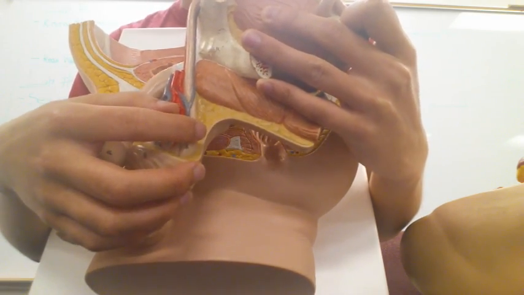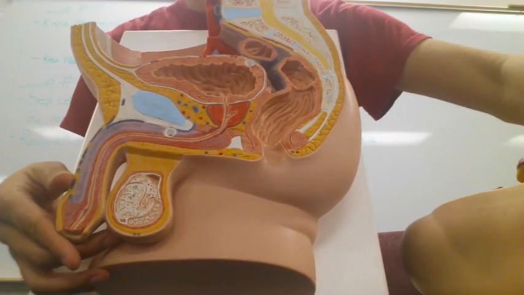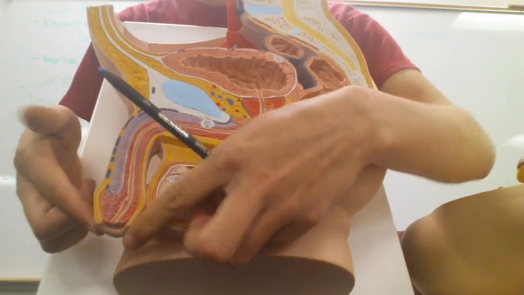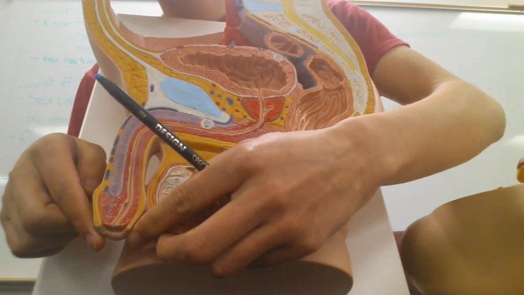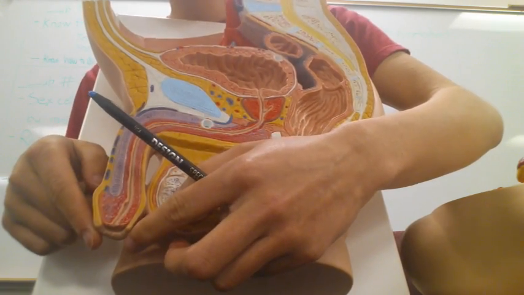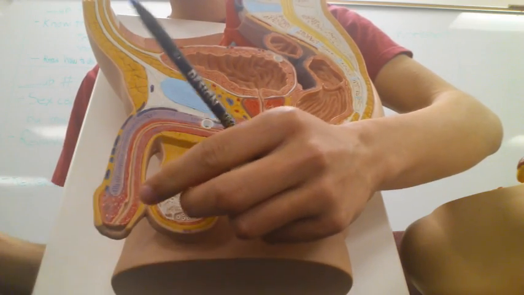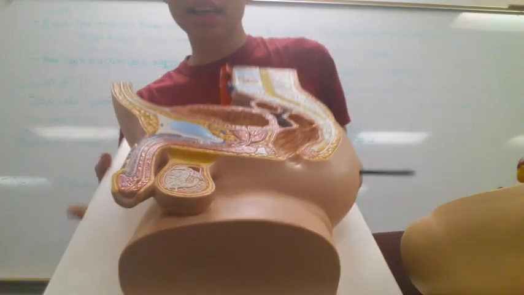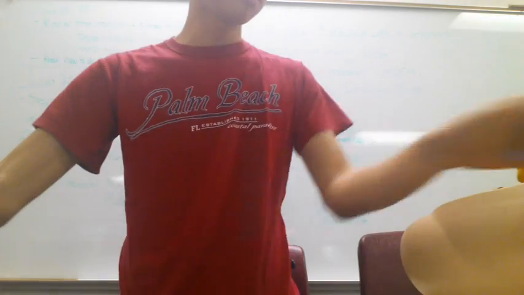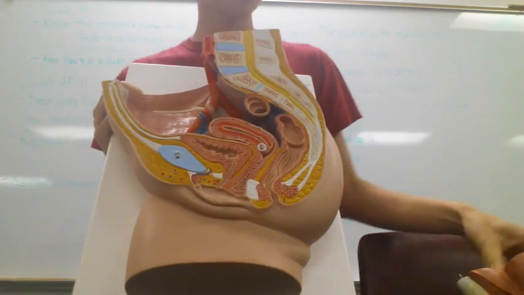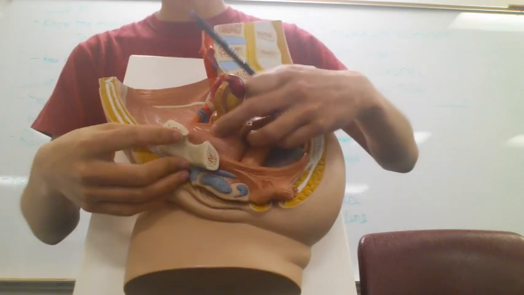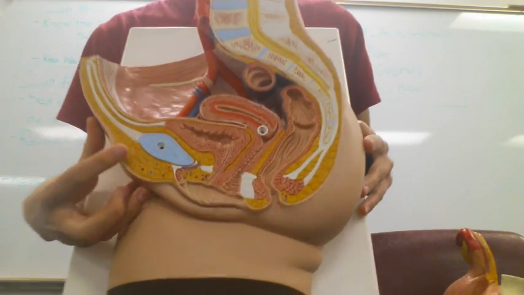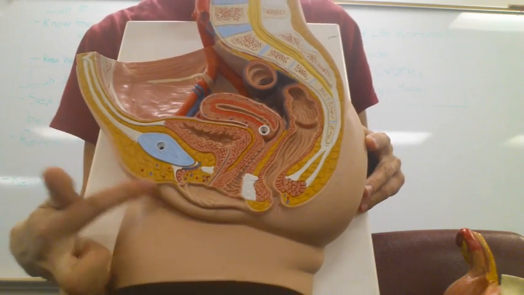And then you have the prepuce, or the foreskin. The prepuce would be around the glans penis, and this is when the male is uncircumcised. If it's circumcised, this would be cut off. So that's the prepuce. Next is the female model, in which you have first the mons pubis, which is this area right here.